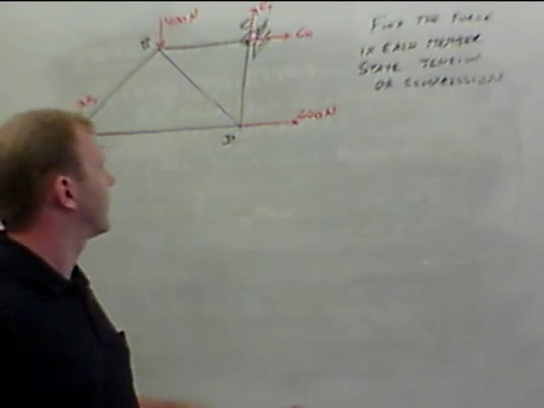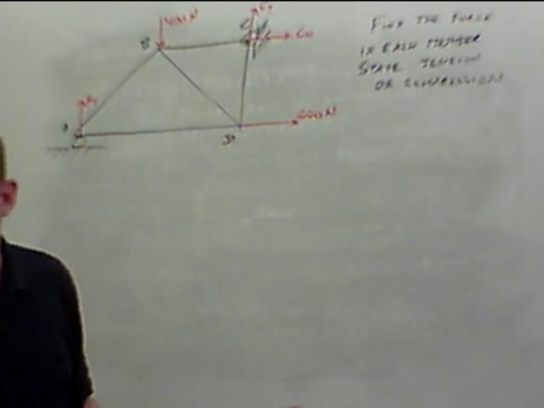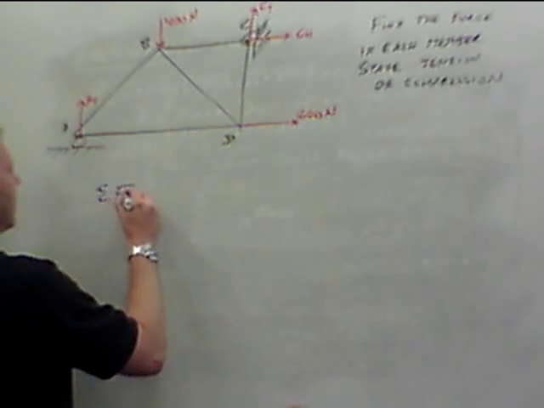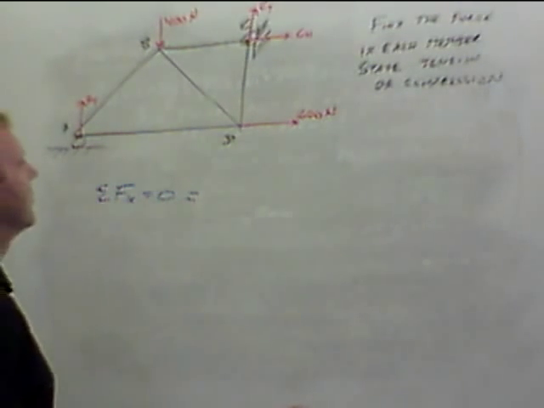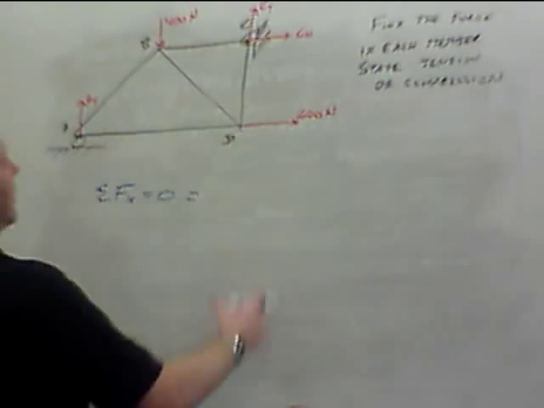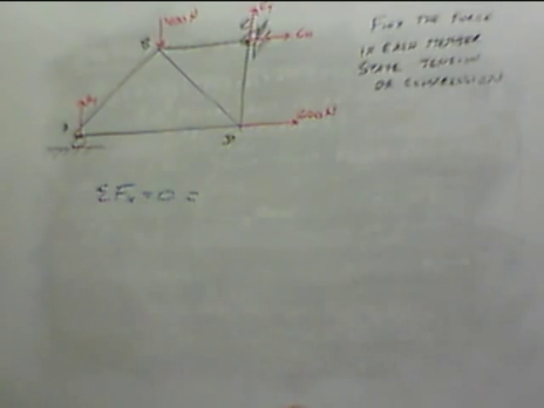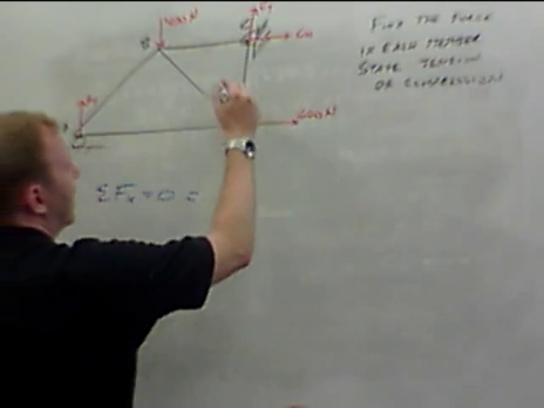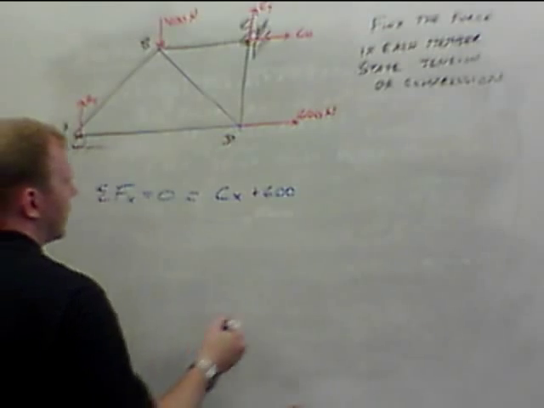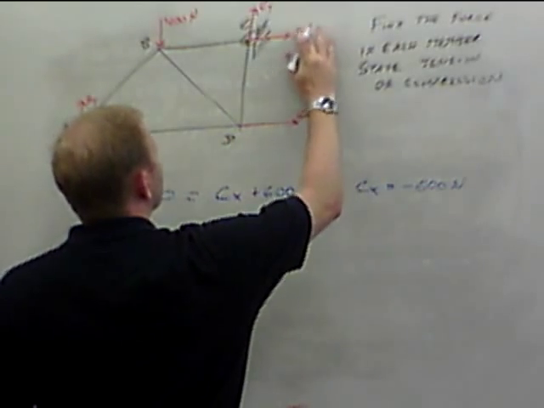The first thing I'm going to do is look at this entire structure, so I can figure out what some of these support forces are. Looking at summation of forces in the x equals zero, again looking at the whole truss, not individual points yet, there are 1, 2, 3, 4, 5 forces I've drawn acting on the entire truss. Summation of forces in the x is Cx plus 600 equals 0. This gives me that Cx is equal to minus 600 newtons. So I'll put that in here.